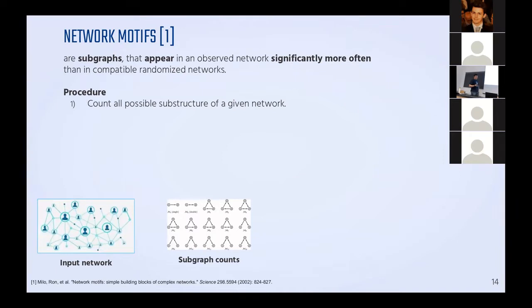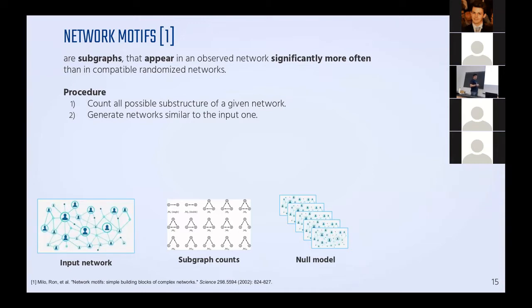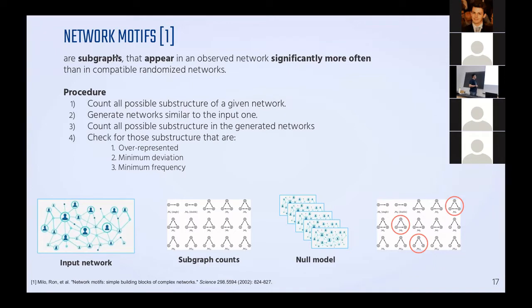In order to better explain this, I think it's easy to see the procedure to extract them. Given an input network like this one, we would like to count all the possible substructures that we find in the input network. Once we have counted all the subgraphs, we can generate a lot of networks similar to the input one and count again. Then we apply a statistical test to see what is overrepresented. We look for those structures that are overrepresented, that have a minimum deviation and a minimum frequency, and those structures can be called motifs. So to summarize, we have a network, we extract substructures, and we evaluate which of those substructures are significant for the real network.